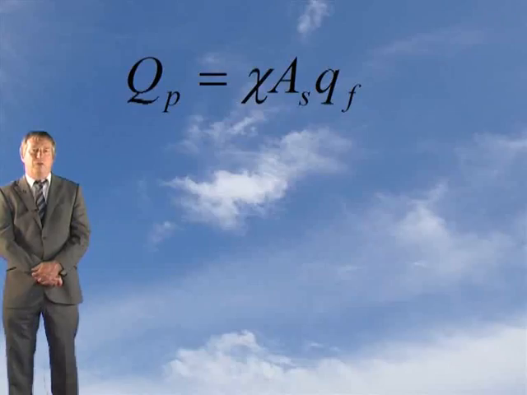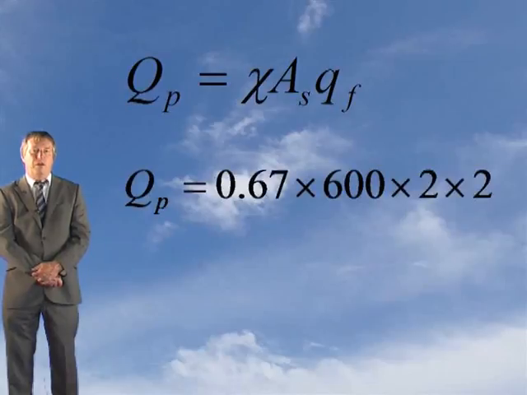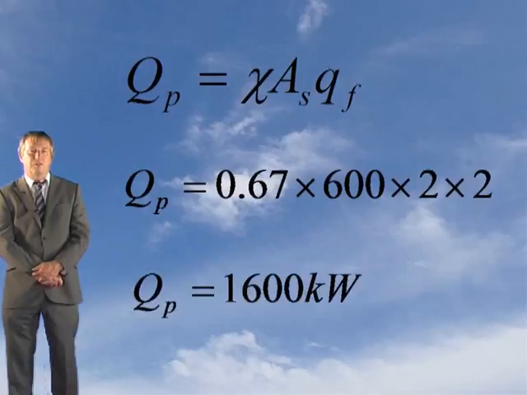Here's an example of the equation being used. If we replace chi with the figure of 0.67 and replace the AS, the area of the fire, with 2 by 2, that's a 4 metre square fire, and replace QF, the heat release rate density, by a figure of 600 kilowatts per square metre, then we can evaluate this to give us a value of 1,600 kilowatts. That's the convective heat output of the fire is 1,600 kilowatts.